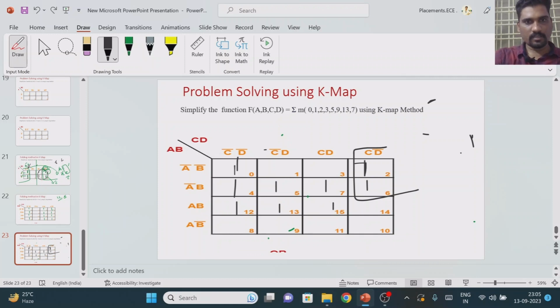Right? Sorry, this is one group. Next, what is the leftover value? What is the leftover value, guys? This one is the leftover value, right? So group this. Is there any 4 possibility? Is there any 16 possibility?